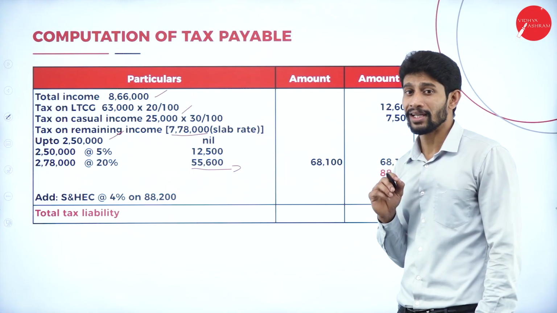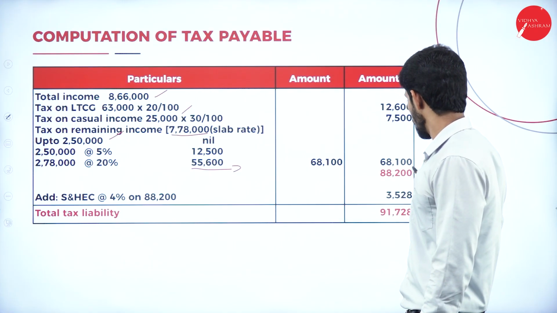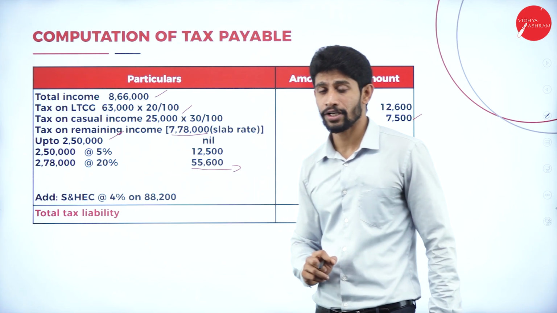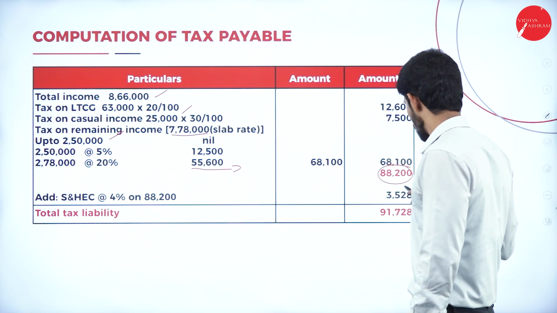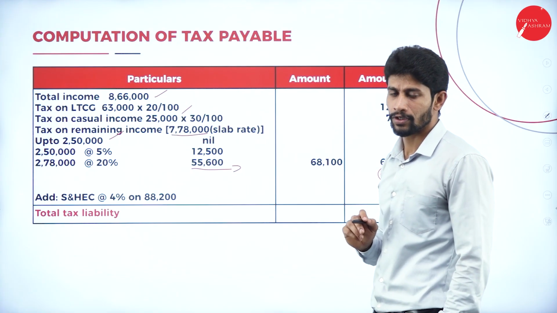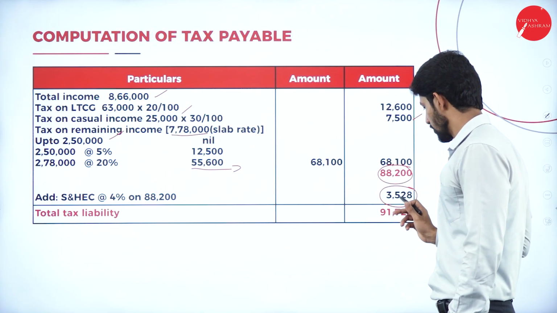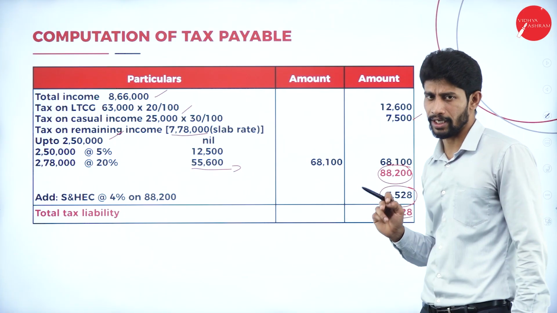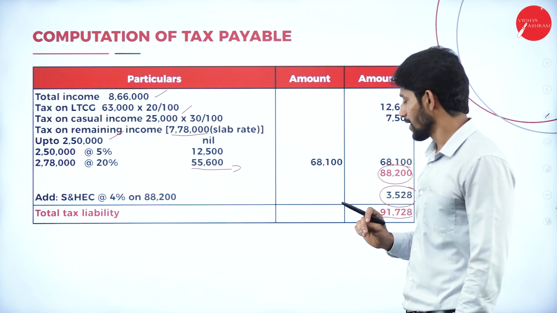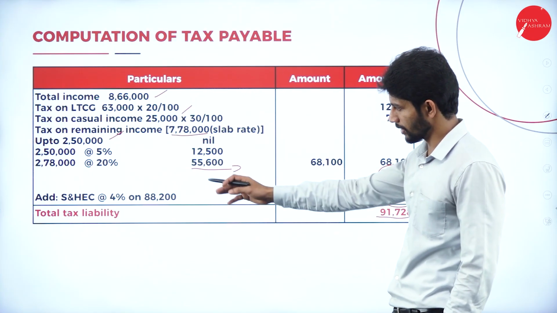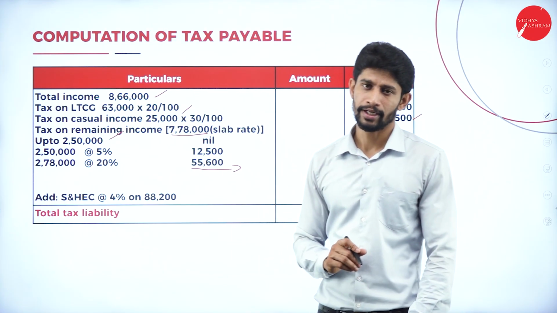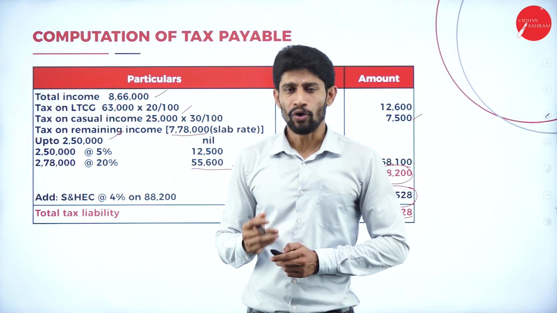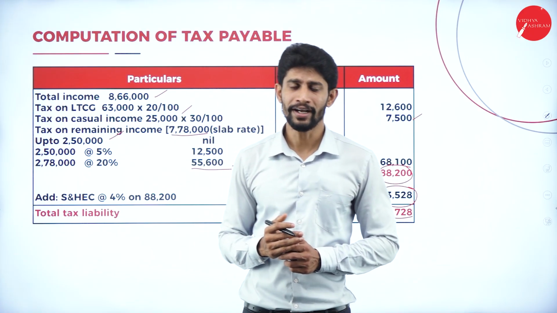How much we will get? 88,200. So on 88,200, compute 4% secondary and higher education cess. You will get 3,528. So add that value, you will get 91,728. So that is the total tax liability. So this is how we are supposed to compute the total income and also the tax liability of an individual.